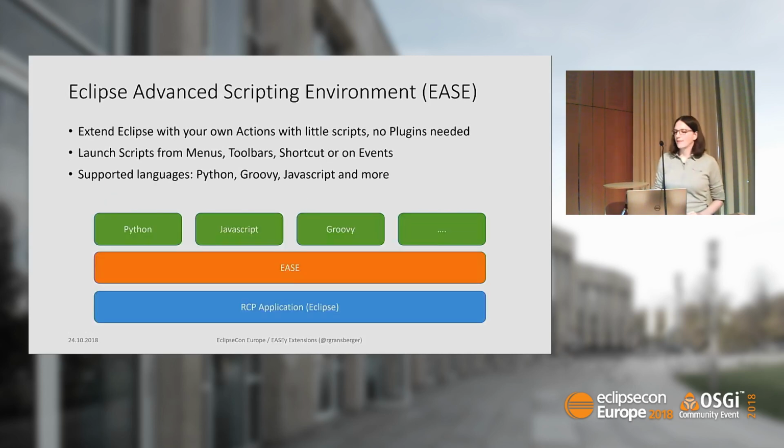The Eclipse Advanced Scripting Environment is what we're going to use today, and this is based on Eclipse. So it's a plugin you can not only run on Eclipse but on any RCP application basically. And over that you can use different scripting languages, like for example Python, JavaScript, Groovy, and there are some more, and it's quite easy to implement actually new languages. What you can do is launch scripts directly from the UI of the IDE, which we will see in a minute.